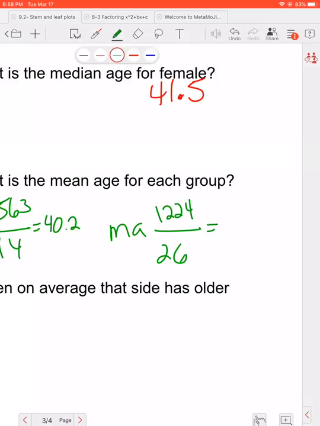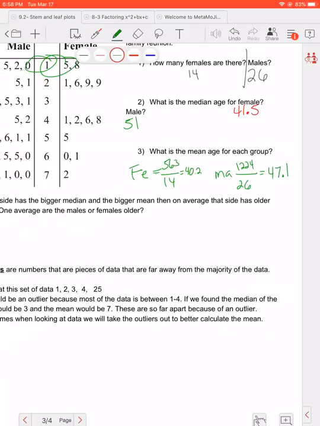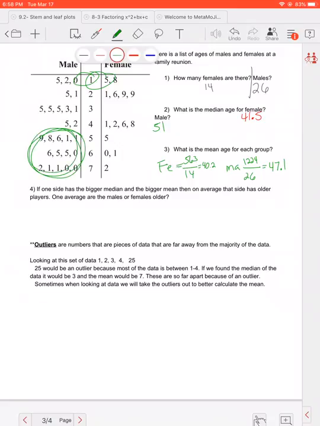And then I'm going to go ahead and divide that by my 26 here. So that would be approximately 47.1 if I round, okay, years old. So if we're looking at the mean age for each group, the average age for males is a couple years higher than the average age for females, okay? And that makes sense because we have a lot higher data over here with more numbers than over here, okay? So just looking at that data.